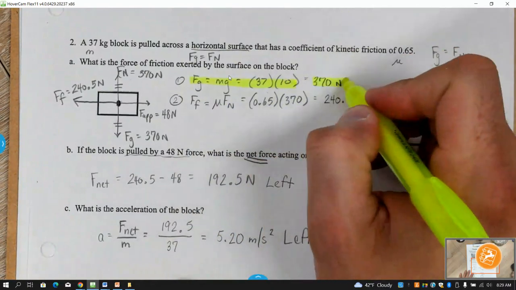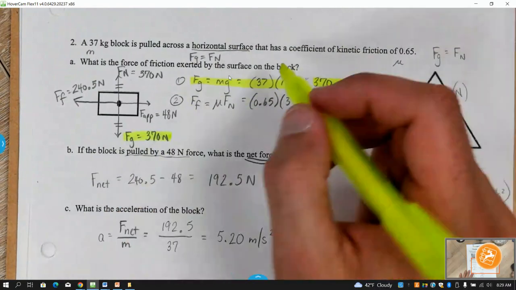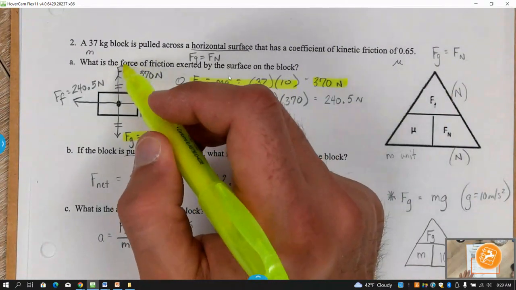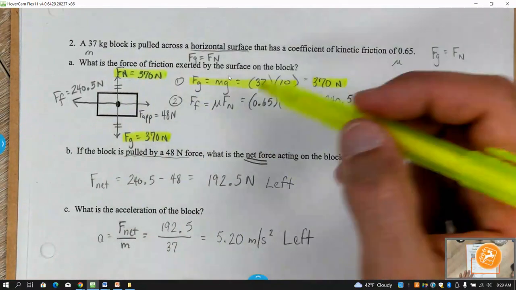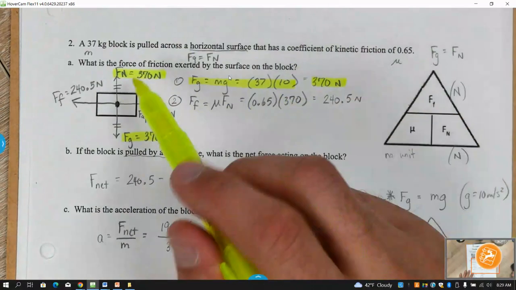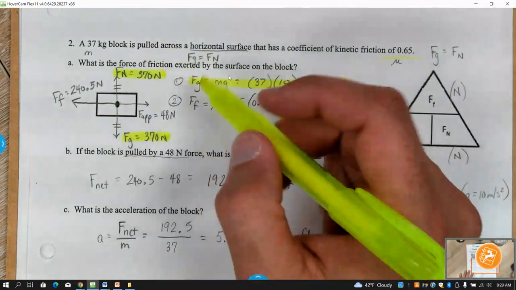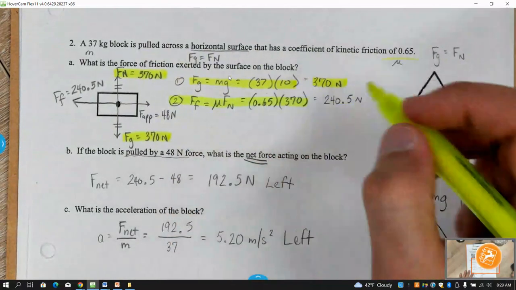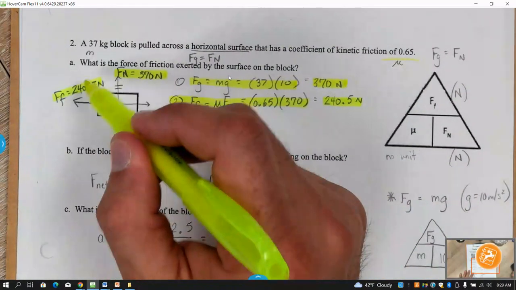Getting that answer, 2 points. Drawing it in, 3 points. Knowing that normal force and weight are the same, drawing that in, 4 points. Knowing that we have normal force and coefficient, write the equation and do that work, 5 points. Getting the right answer, 6. Drawing it in, 7.